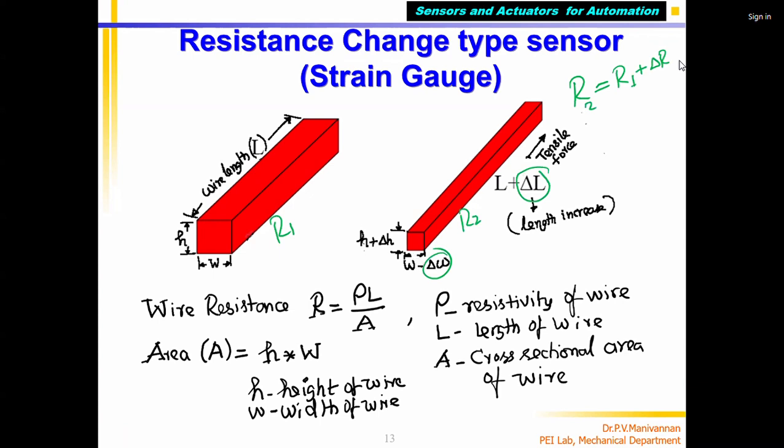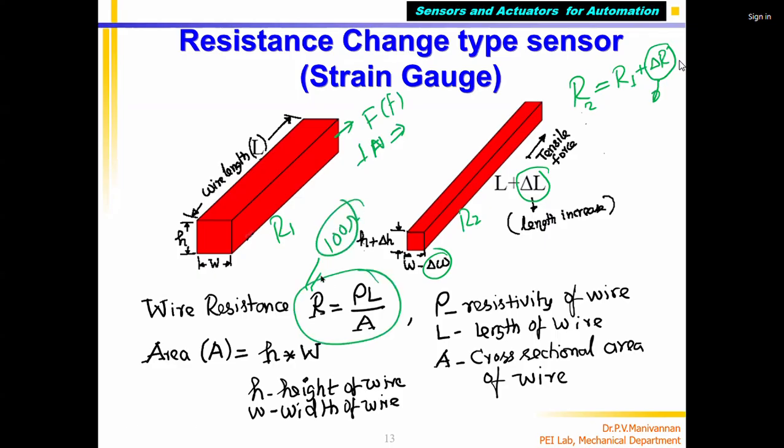The delta R is due to the delta L and delta W change, correct? The area changing, correct? So if I'm able to measure this, because of this there's a change in distance. If I measure the change in distance, what do I do? Now I applied a force F of T, 1 Newton, correct? Originally the resistance R, for example, this R was 100 ohms. For example, I calculated for this material for a given length 100 ohms. Now I applied a force of 1 Newton, correct? When I applied 1 Newton force, the resistance increased to 101 ohms, correct?